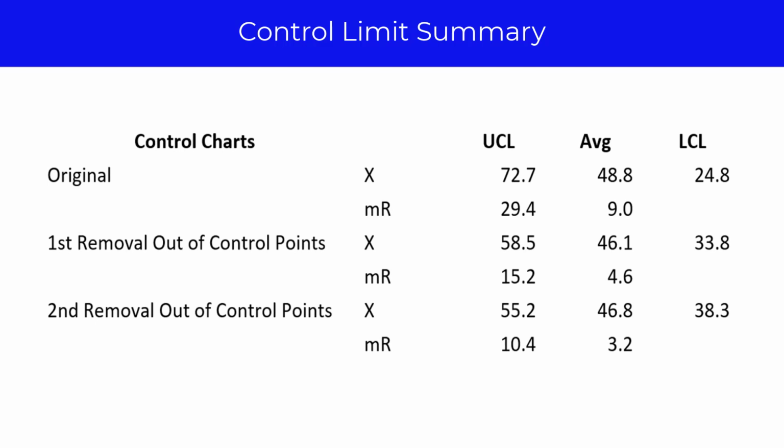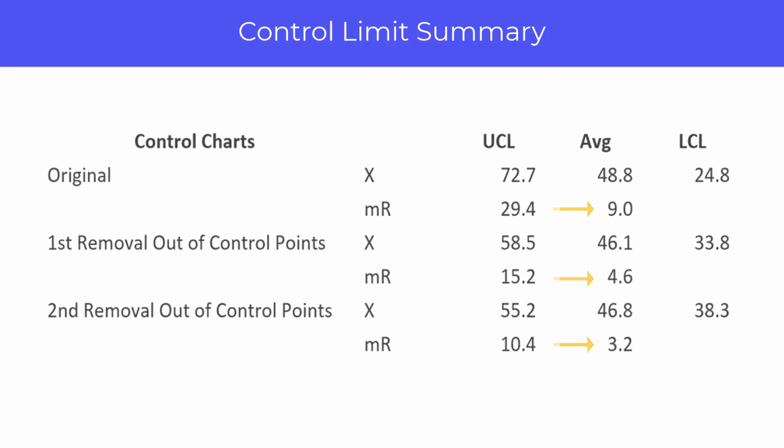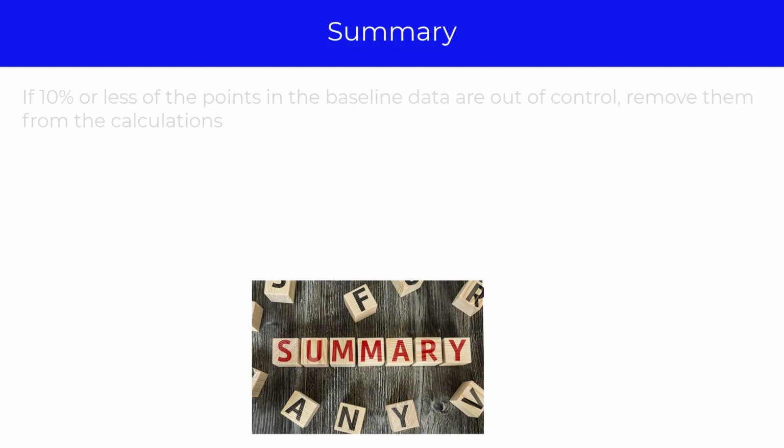So what's happened? We had our original, which had an average of 48.8. We removed out of control points twice. It changed the average to 46.8. But here's the big thing. Look what happened on the moving range chart. Average range went from 9 to 4.6 to 3.2, about a 2/3 reduction in it.